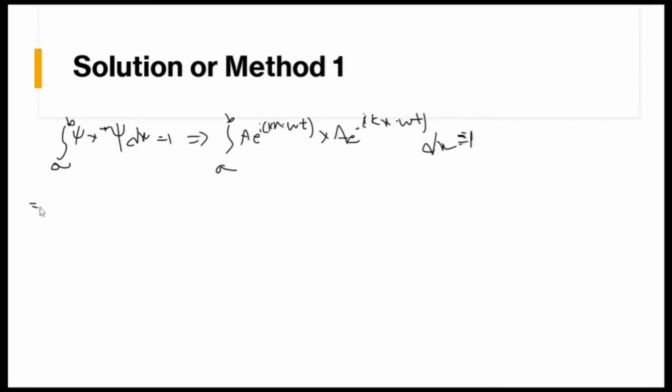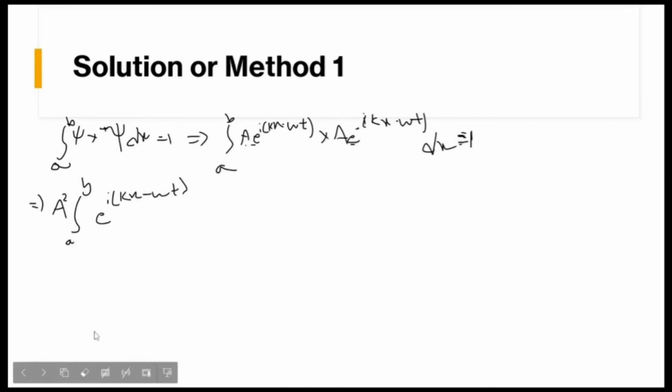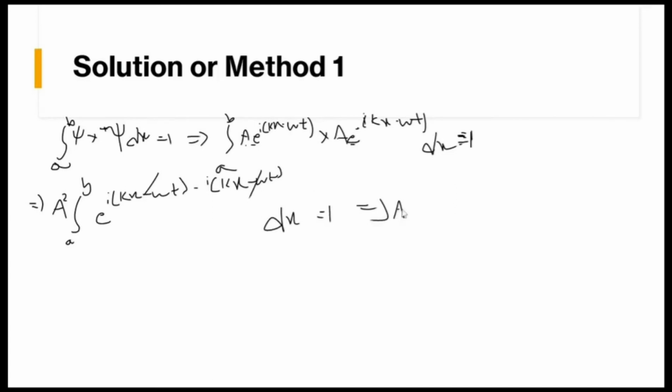We can multiply A and A, which is A squared, and take it out of the integral. Since the bases of the exponentials are the same, e, we can add the powers. So the integral from a to b of e to the power i(kx minus omega t) minus i(kx minus omega t), and the plus and minus cancel out each other, dx, equals 1.